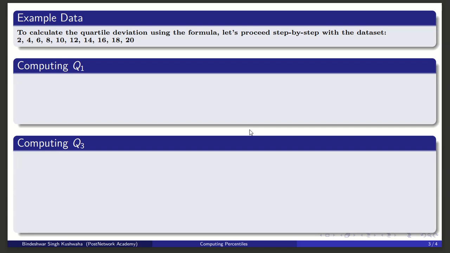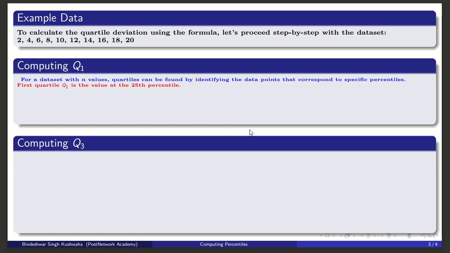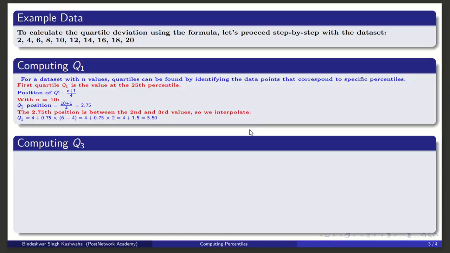So let's start by calculating Q1. The first quartile Q1 is the value at the 25th percentile. So the position of Q1 is (n plus 1) upon 4, and the number of observations is 10. So the Q1 position is 2.75. So the 2.75 position is between the second and third values, so we interpolate. So Q1 is equal to 4 plus the interpolation part, and finally we will get 5.50.